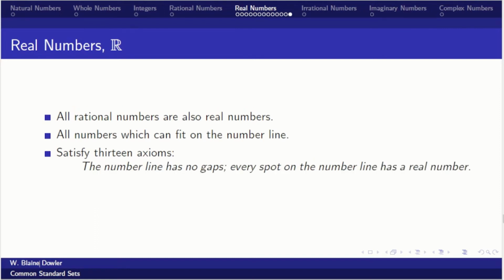And then the final of the 13 axioms that define the real numbers is that the number line has no gaps. Every spot on the number line is home to a real number. That's not true for the rationals. Pi and the square root of 2 are not rational numbers, and yet they're on the number line. So the real numbers include pi and the square root of 2 and other irrational numbers just to fill in the gaps.